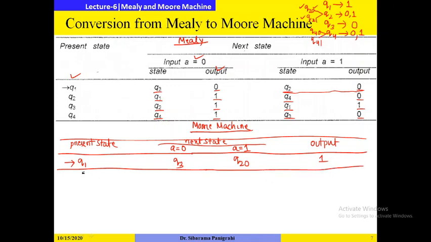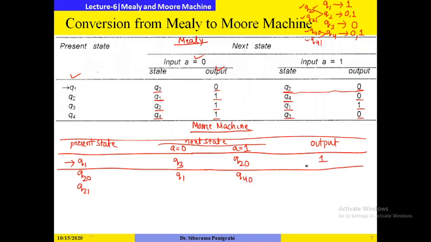Now let me go through Q2 0. So Q2 I have split into two states, Q2 0 and Q2 1. So Q2 0 by taking A as 0 as input, what is the next state? It's Q1. So I have written Q1. Next, Q2 0 by taking 1 as input, what is the next state? Q4. But I have split Q4 into two states, Q4 0 and Q4 1. So whether I will write Q4 0 or Q4 1. Here you see Q4 produces output 0. So here I will write Q4 0.